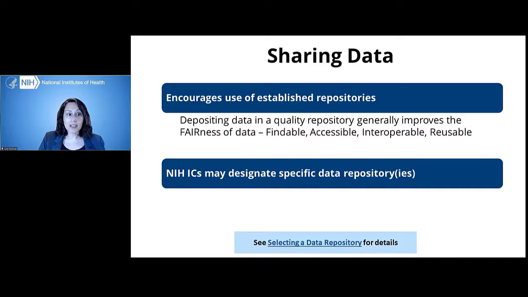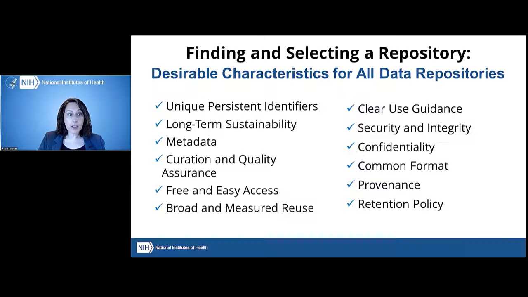The DMS policy strongly encourages the use of established repositories because depositing data in a quality repository generally improves the FAIRness, that is the findability, accessibility, interoperability, and reusability, of those data. NIH provides a supplemental information guide notice titled Selecting a Repository for Data Resulting from NIH-Sponsored Research, which outlines 12 characteristics of data repositories that researchers should be looking for when selecting a repository through which to share their NIH-funded research data. The notice also lists additional characteristics which apply to human data repositories. Additional information is available on the sharing.nih.gov website.